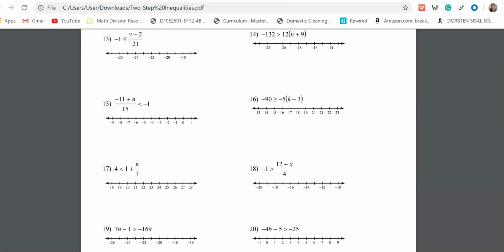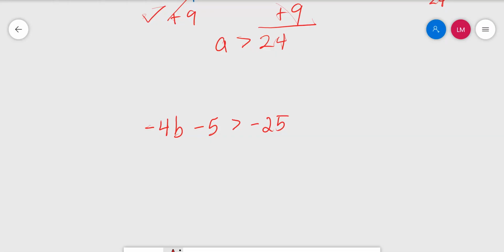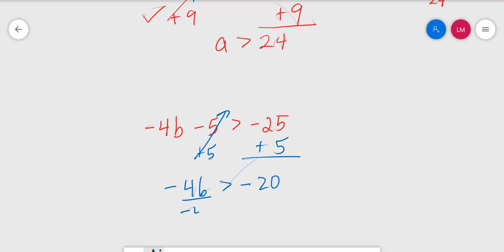Everything was negative. Okay. So we're going to add 5, add 5. This is gone. Negative 4b greater than negative 20. Divide by negative 4, divide by negative 4. Now, because I know I divided by a negative 4, I have to switch the direction of the inequality. So b is not greater, but less than positive 5.